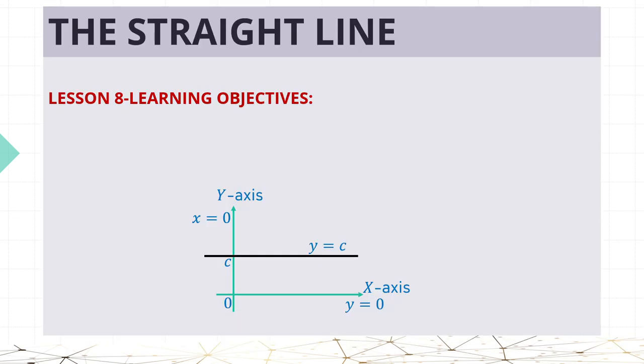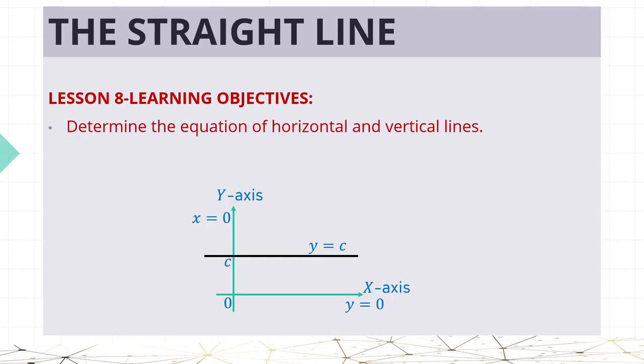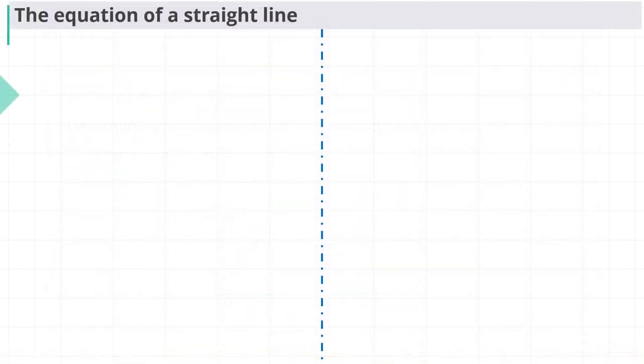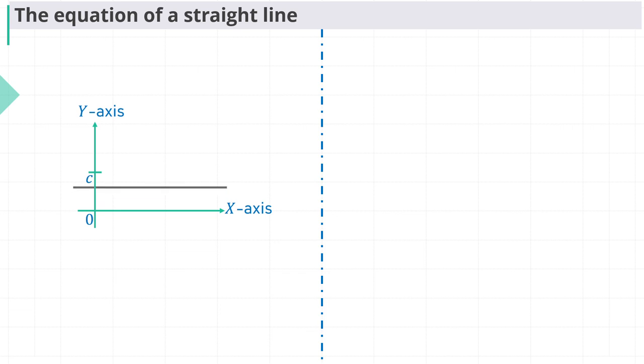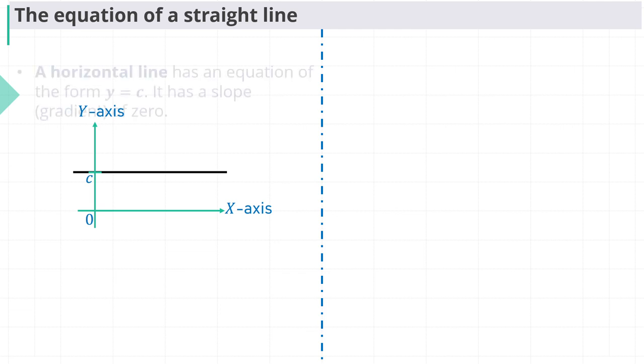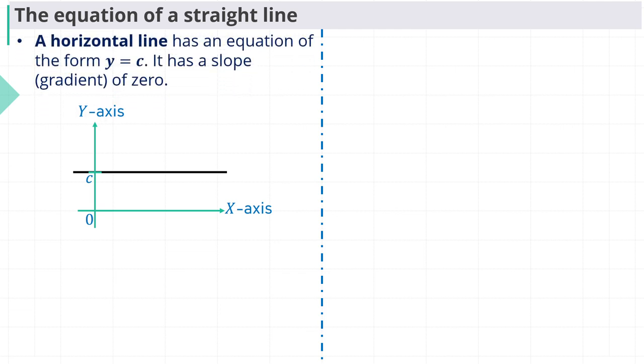By the end of this lesson, you'll be able to determine the equation of horizontal and vertical lines. You'll also be able to find the equation of straight lines. Let's have here the XY plane. Now draw a horizontal line through the point C. A horizontal line has an equation of the form y equals c.